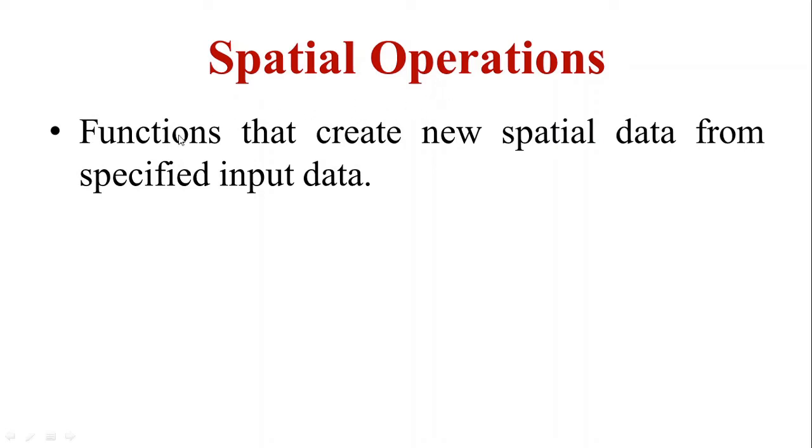These are the functions, or you can say a set of functions, that create new spatial data from specified input data. You can define it like a function that we are going to operate on your image I to get a new image I dash. So this I dash will have some more spatial information that would have been extracted from image I.